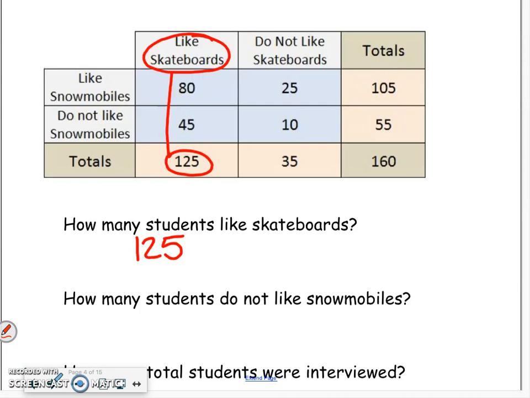Next, how many do not like snowmobiles? So we're looking at this category of do not like snowmobiles. We're not looking for an intersection of anything. So we're just going to go all the way to the end and see that there's a total of 55 students that do not like snowmobiles.